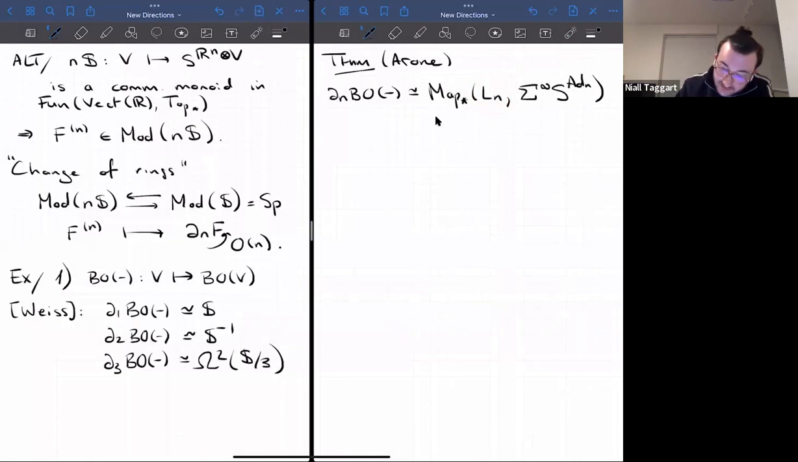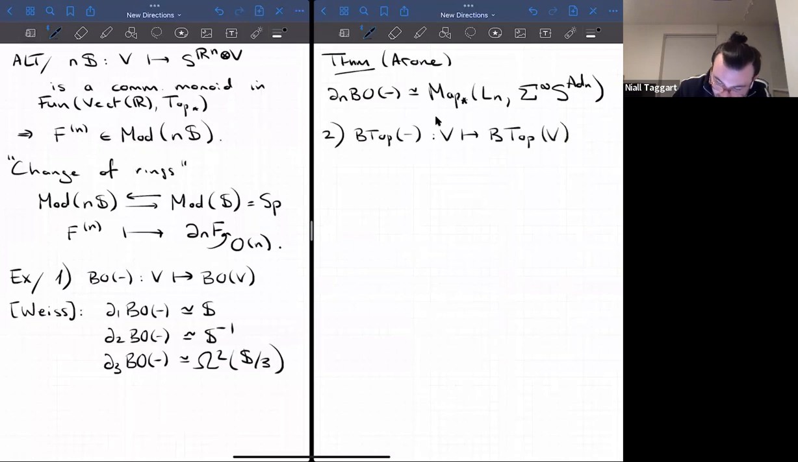There's another example that I want to talk about a little, which is the functor BTop, which sends again a vector space to the classifying space of the group of self-homeomorphisms on V. So again, we know what this is by some work with Michael Weiss. We know that the first derivative of this guy is Waldhausen's A-theory of a point. So if you want rationally, this is the algebraic K-theory of the integers.